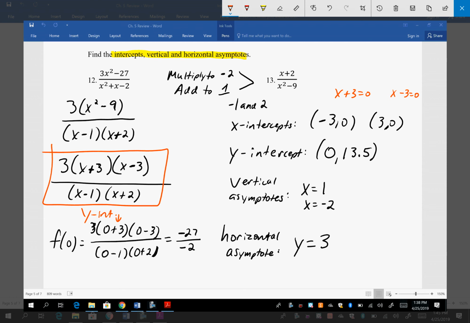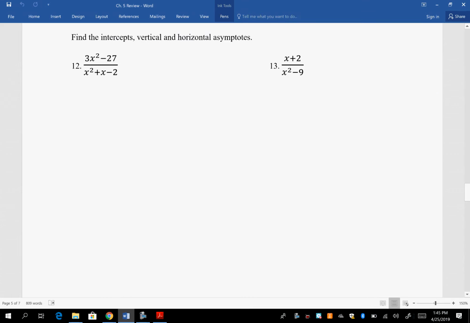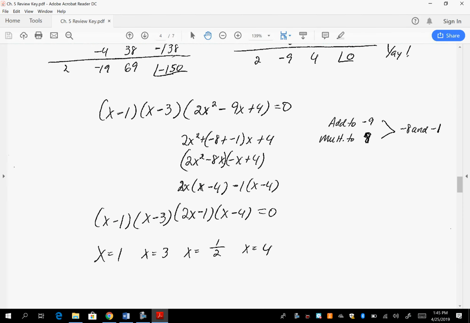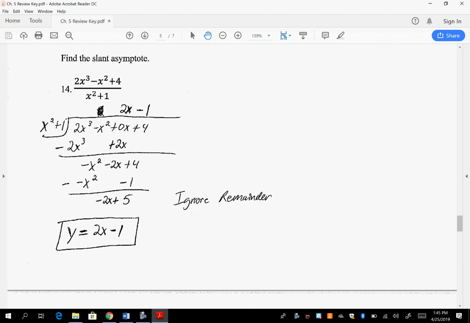Can I show you the key for the slant asymptote? I'll wait till everyone's finished writing. Good. Everybody finished writing? Okay. So if you go to the key, and I go to the slant asymptote. Where's that? Slant. There it is.